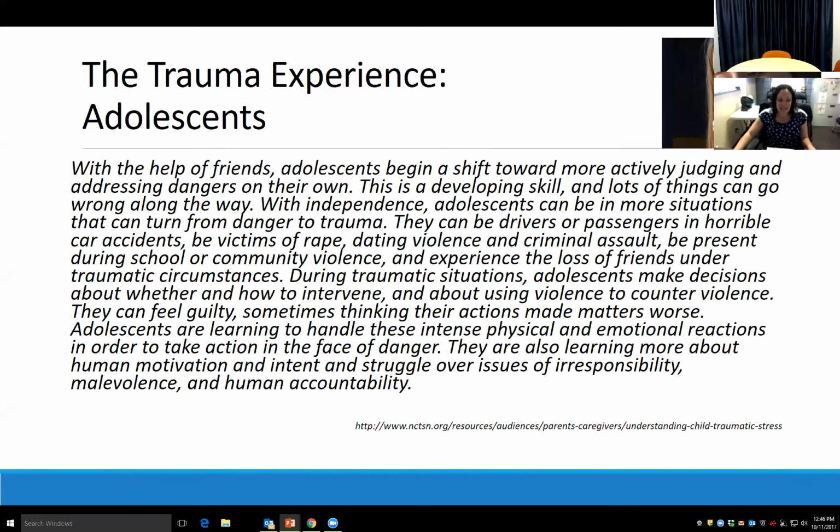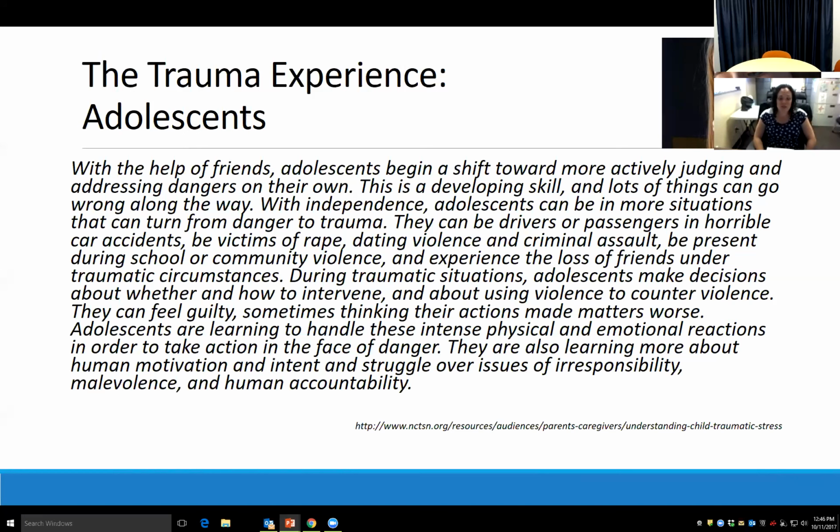Now looking at adolescents, or high schoolers and late middle schoolers. So again, taken from NCTSN. With the help of friends, adolescents begin a shift towards more actively judging and addressing dangers on their own. This is a developing skill, and lots of things can go wrong along the way. With independence, adolescents can be in more situations that can turn from danger to trauma.